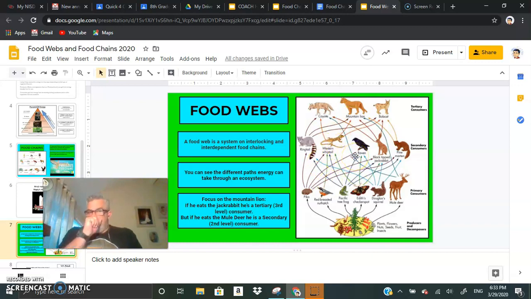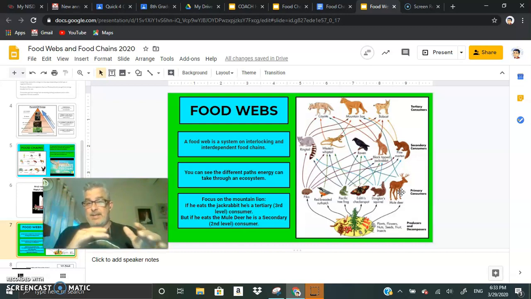One thing I do want to bring up to you is if you look at the mountain lion, if he eats the pine marten here, he's a tertiary consumer, third level. But if the mountain lion eats the mule deer, he's a secondary consumer. So organisms aren't assigned a level permanently. If I go and eat a salad for lunch, I'm a primary consumer. If I have a steak for lunch, then I'm a secondary consumer because I'm eating the cow that ate the grass. So in one meal, you could be different levels of consumer.